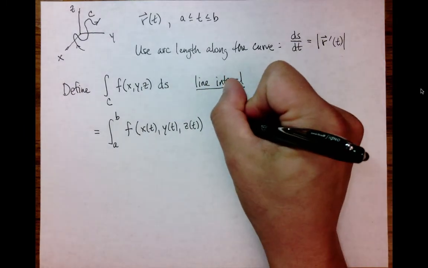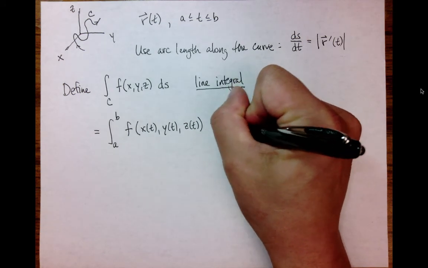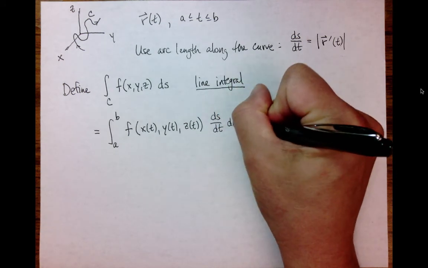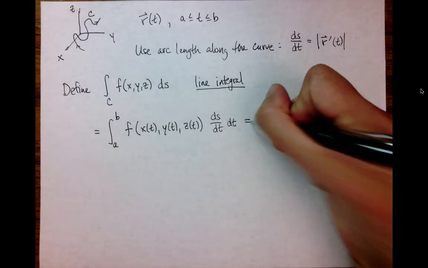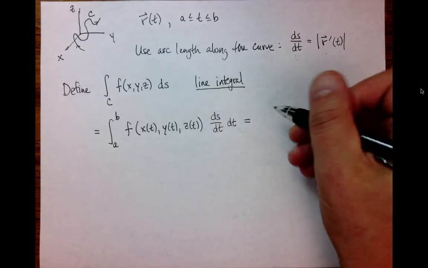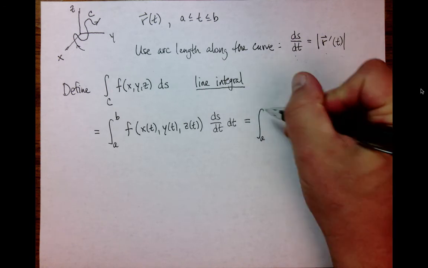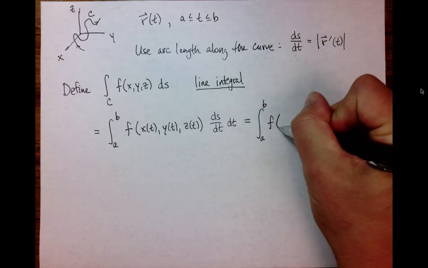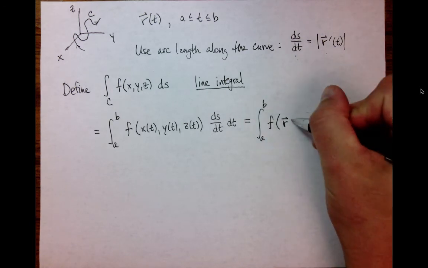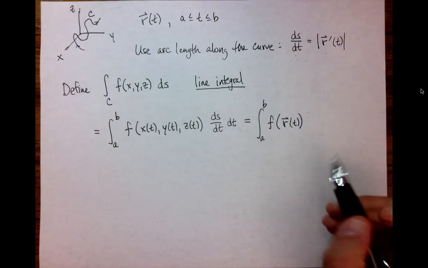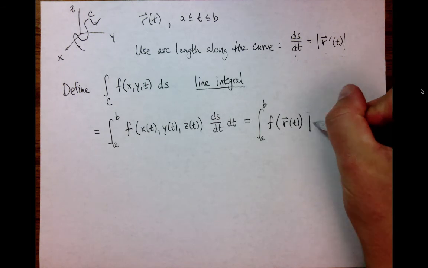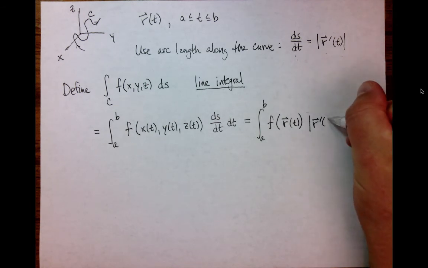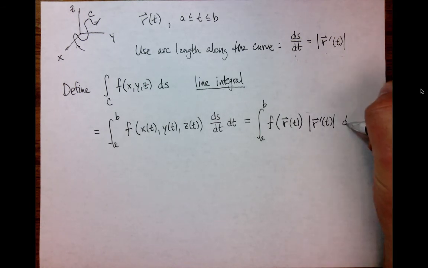And then if you like, you could write ds as ds dt times dt by the chain rule. So substituting in what ds dt is and making this a little bit easier on ourselves, let's just write f of r. Okay, so we know we plug in x, y, and z here. And then this is magnitude r prime dt.